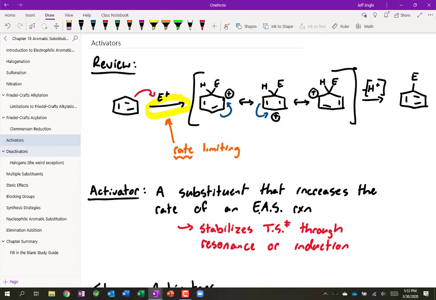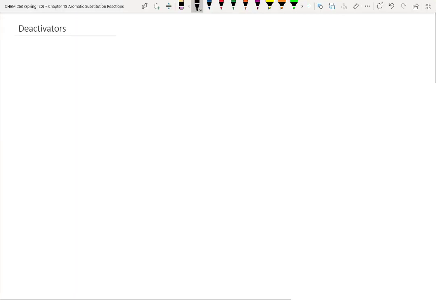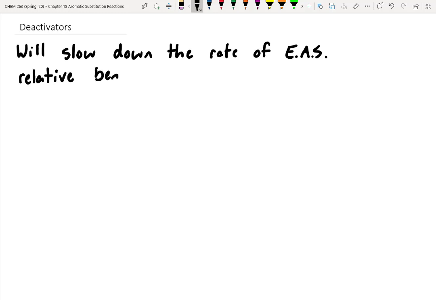All right, so let's take a look at deactivators now. Deactivators are similar, but as you can tell, likely opposite. A deactivator will slow down the rate of the reaction relative to benzene. So I'm just going to abbreviate electrophilic aromatic substitution as EAS. And it's important to remember that we're comparing everything to benzene by itself. Benzene's just going to play the benchmark here.